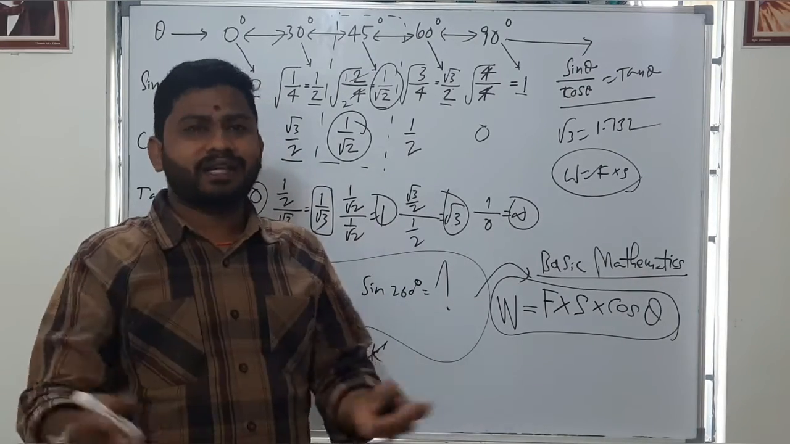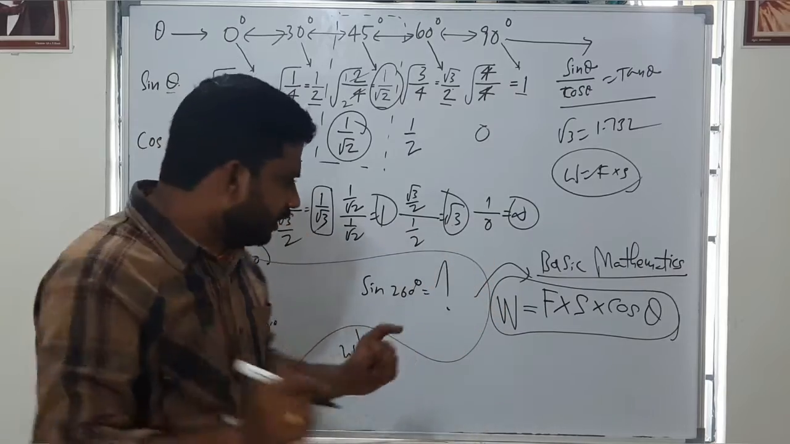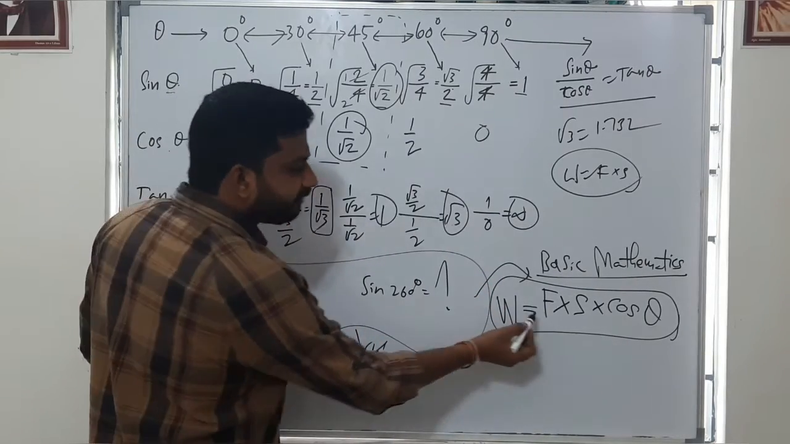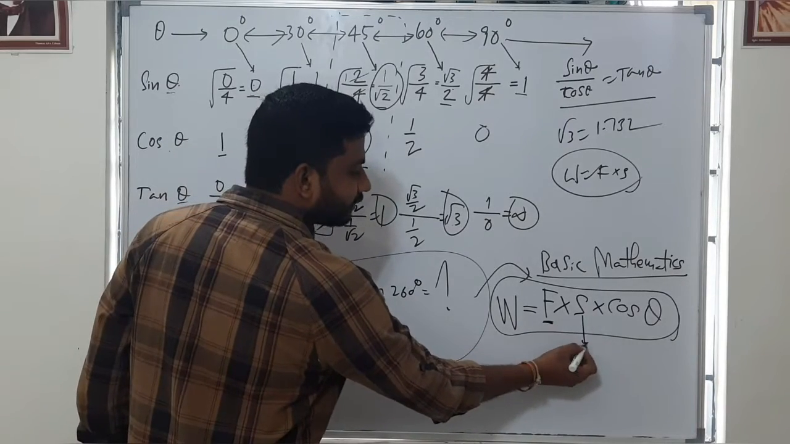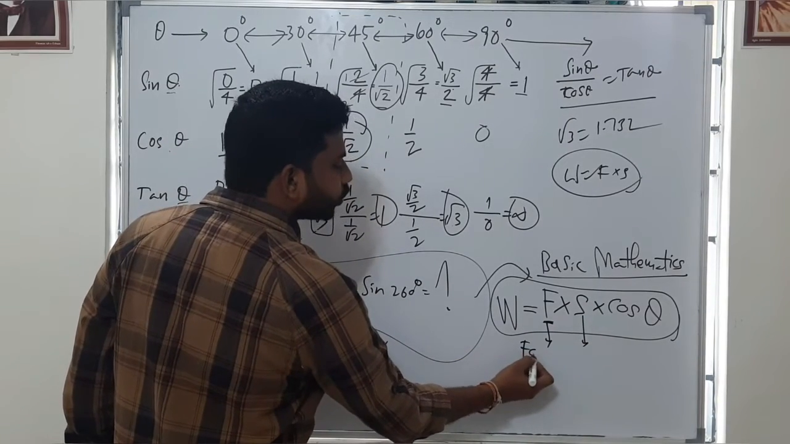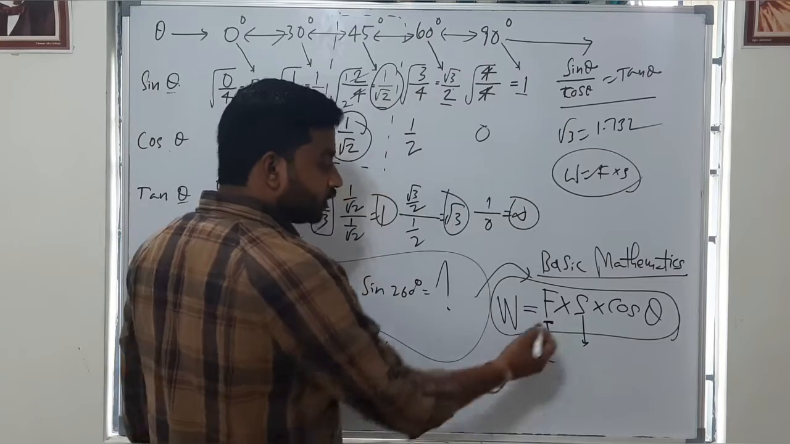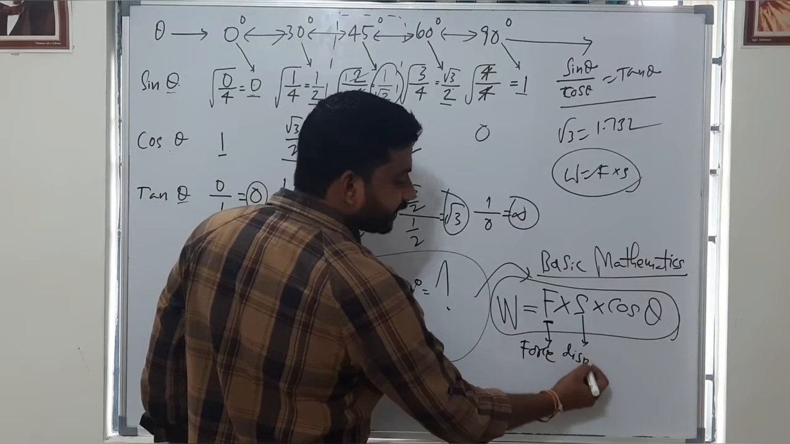That force may be a magnetic force, whatever the force may be, right? Work is done by a force. This F means a force. And what is this S here? I'm writing here: F is the force, anything, that force. So this S is the displacement. S is what?